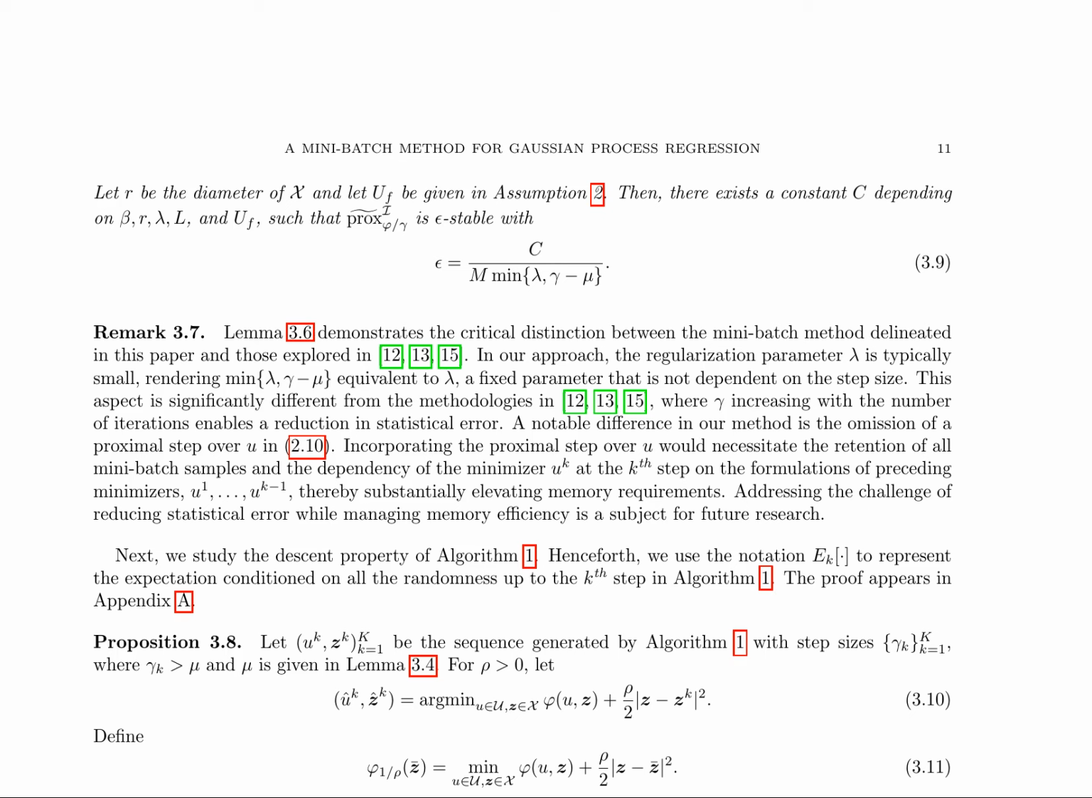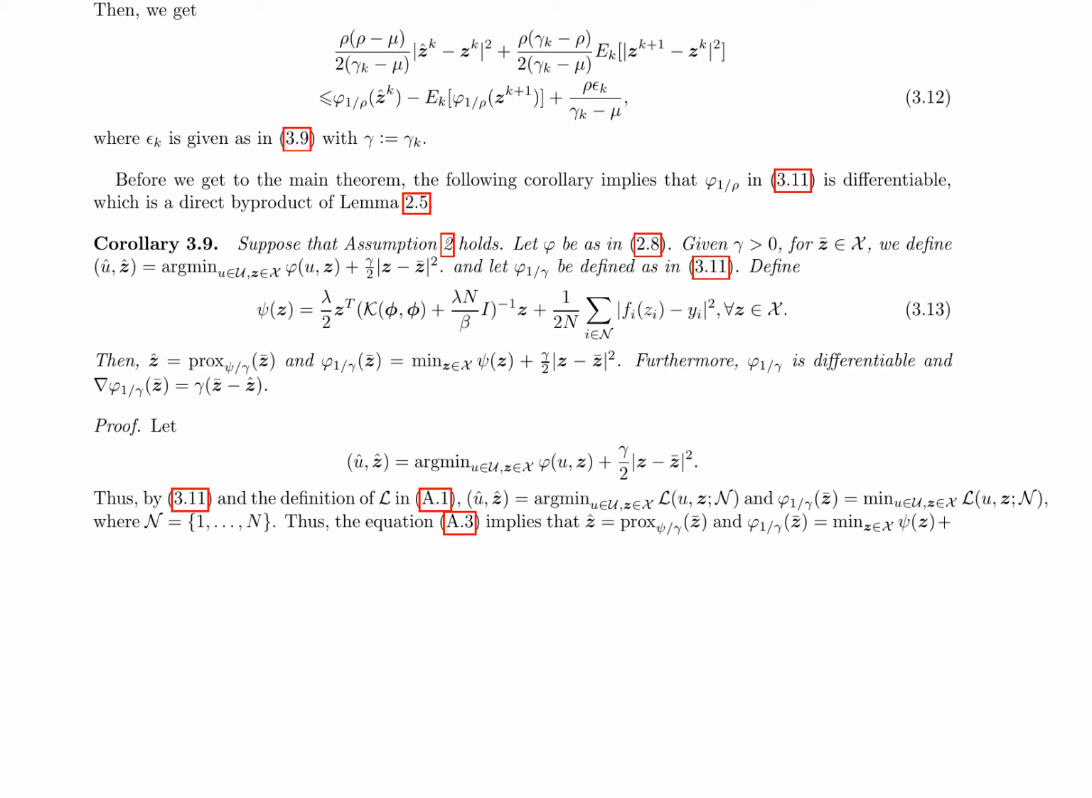The mini-batch method for Gaussian process regression focuses on the stability of the proximal gradient algorithm, introducing a constant C dependent on several parameters for E stability. This approach omits the proximal step over U, reducing memory requirements. The descent property of the algorithm is highlighted, emphasizing the importance of step sizes and the expectation conditioned on randomness up to the kth step.